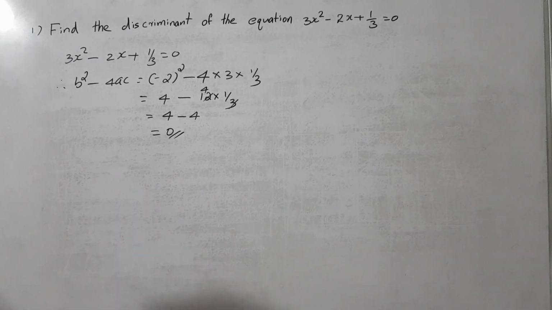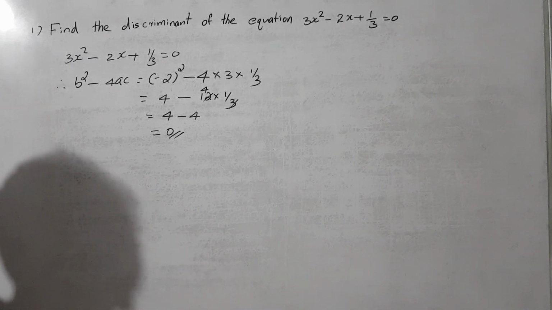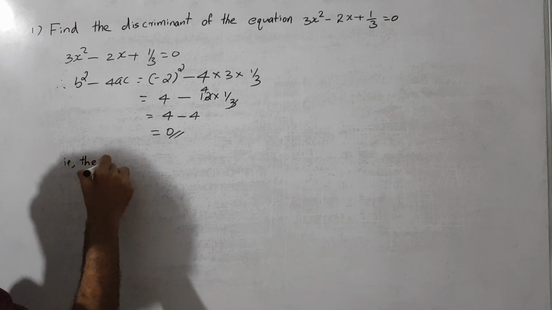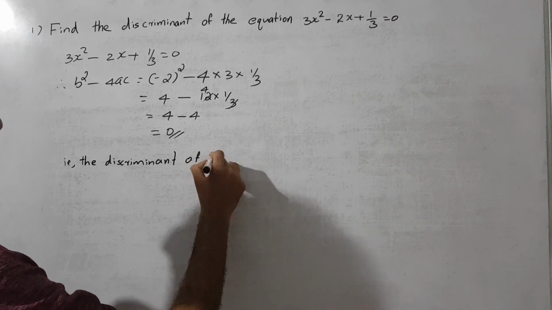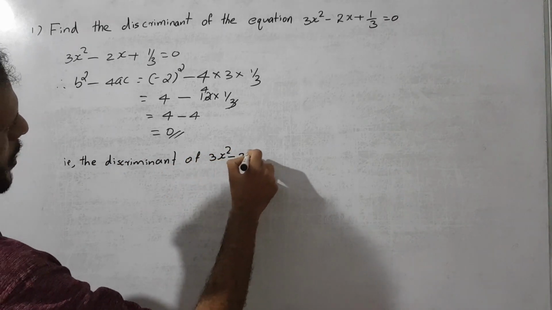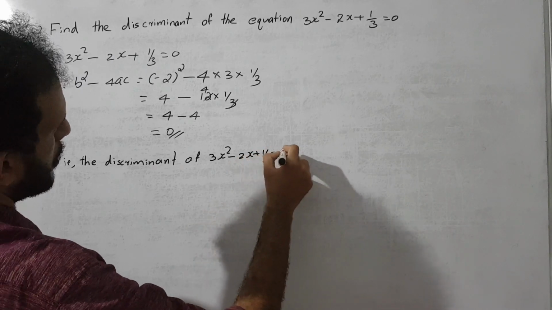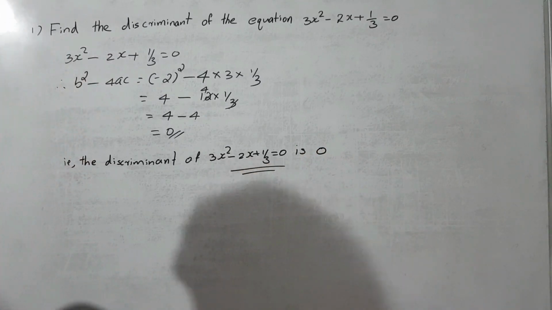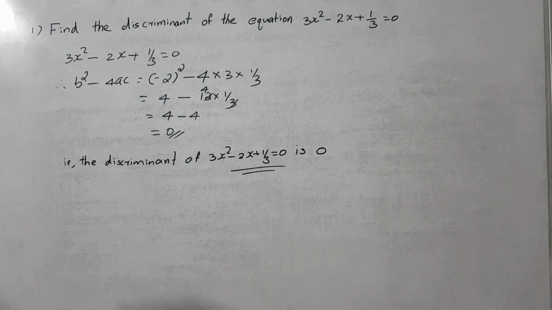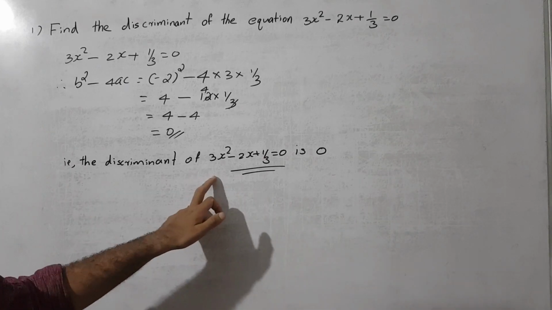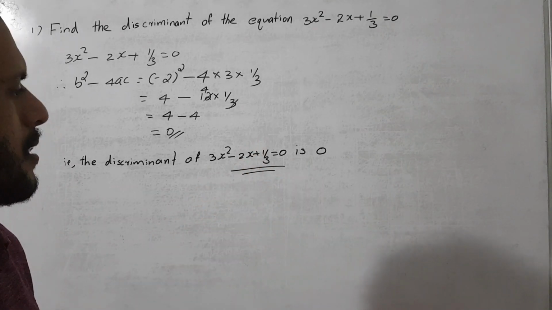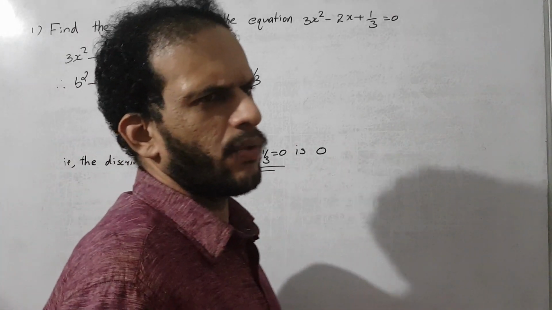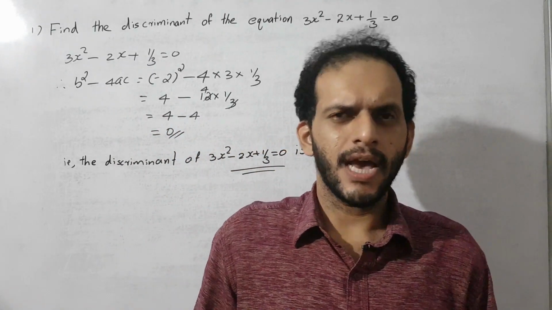Therefore, what is the discriminant of 3x square minus 2x plus 1 by 3? The discriminant of 3x square minus 2x plus 1 by 3 is equal to 0 is 0. Correct? What is the discriminant of the quadratic equation? The discriminant of the quadratic equation 3x square minus 2x plus 1 by 3 is equal to 0 is 0. Okay, then it's a direct one. Here we do not need to say the nature of the roots.